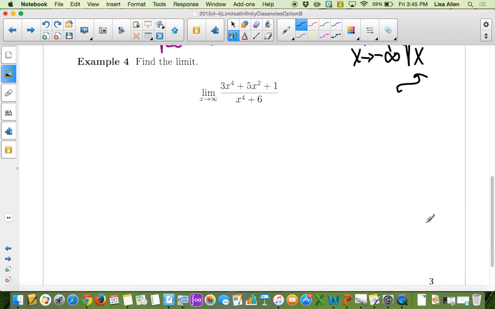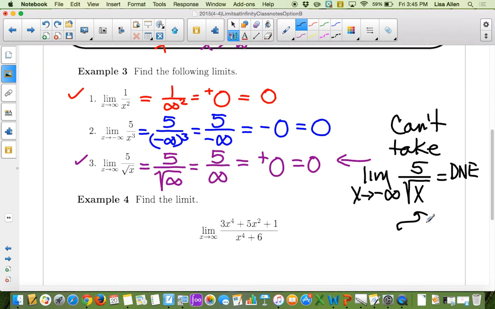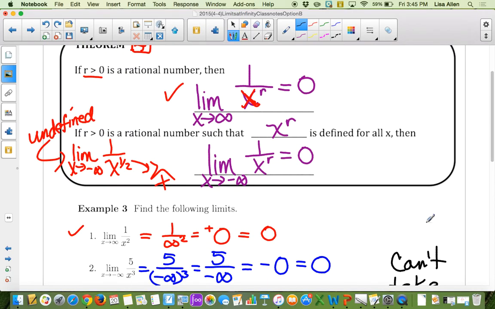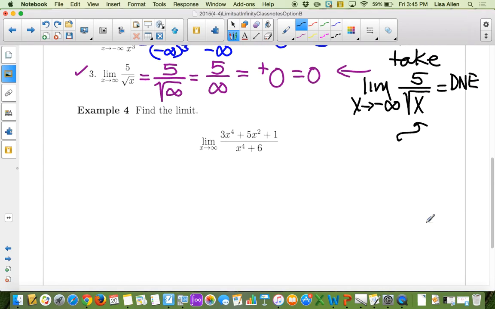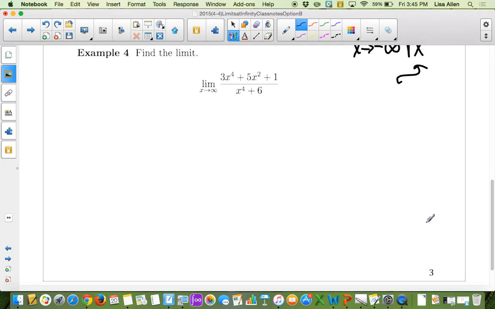Okay, so now using this simple little limit, as it turns out, it's going to be very convenient to use the limit as x approaches infinity of 1 over x to the r form, because we take a look at the following limit now, where we're approaching infinity. We get the following result. We get 3 times infinity to the 4th power, which is still going to be infinity, plus 5 times infinity squared plus 1, and then that would be over infinity to the 4th power plus 6.